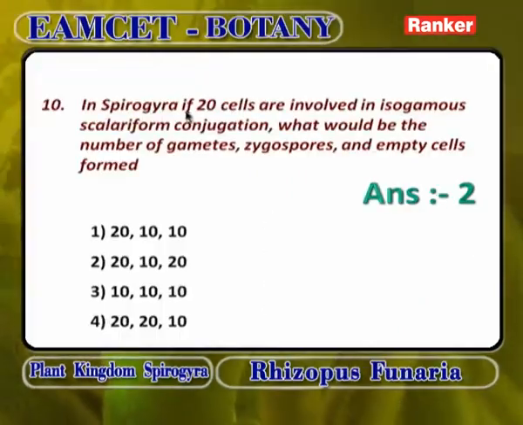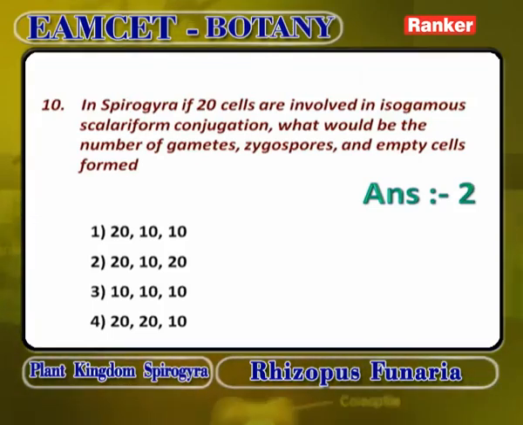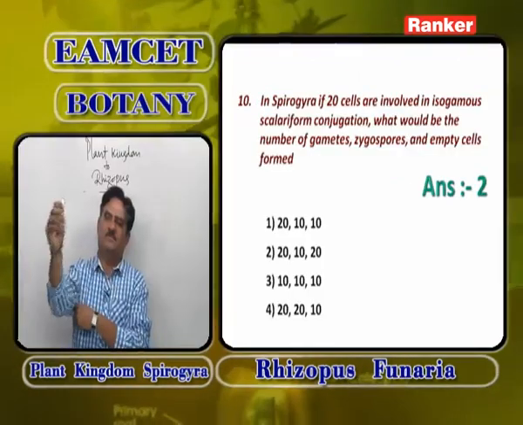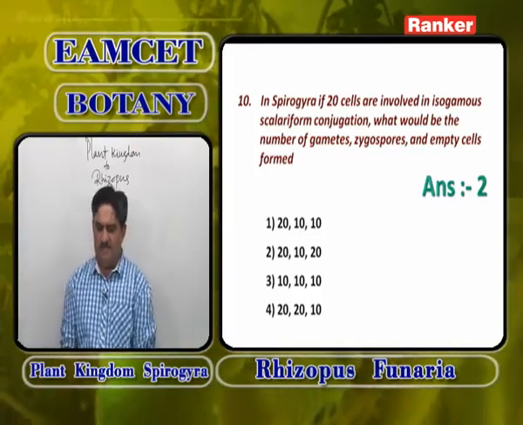Now, in a Spirogyra, if 20 cells are involved in isogamous scalariform conjugation, what would be the number of gametes, zygospores and empty cells? Isogamous conjugation means definitely both the gametes will fuse. 20 cells are involved in the isogamous scalariform conjugation. So, 20 gametes are formed, 10 zygospores are formed, and empty cells will be 20 because on both sides 10 cells become empty. Isogamous means the gametes of both the filaments move and ultimately zygospores are formed in the conjugation canal.